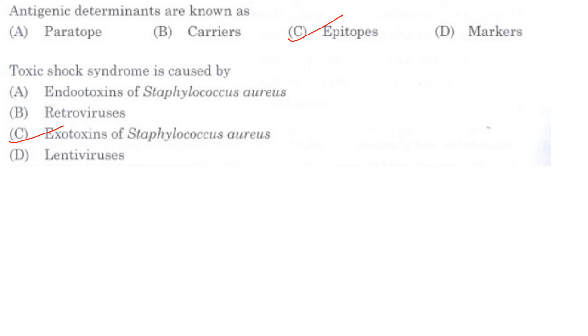Then next one. Toxic shock syndrome is caused by exotoxin of Staphylococcus aureus. Answer is option C. So that's all.